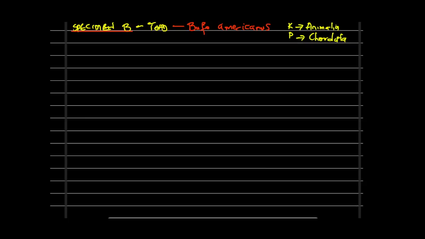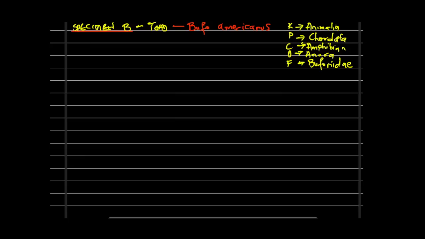Then the class is Amphibia. The order is Anura. The family is Bufonidae. That is what the family of toad is. And then we have the genus to be Bufo, and the species to be americanus. That is what makes up the scientific name of that particular organism.